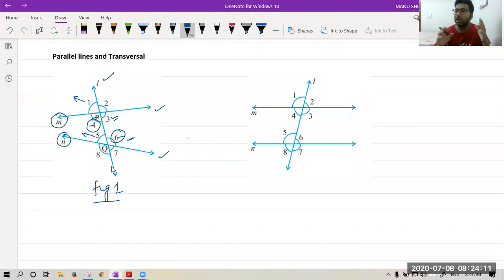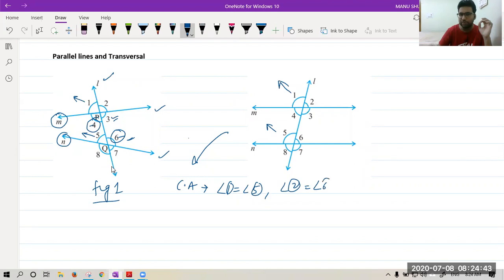That's it. Now, let's come to case number 2, that is the second figure, where lines m and n are parallel and L is the transversal. Here, all the properties will be used. First property, we all know, corresponding angles. For this figure I am writing CA: angle 1 is equal to angle 5, because they both are looking in the same direction, they are corresponding angles. Similarly, we can say angle 2 is equal to angle 6, again corresponding angles.